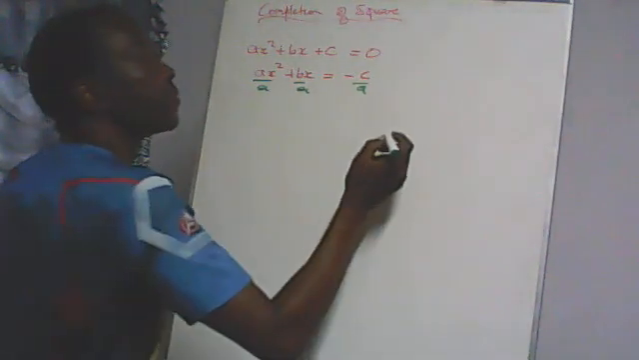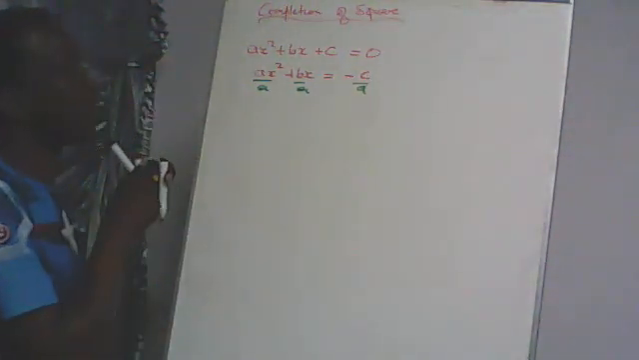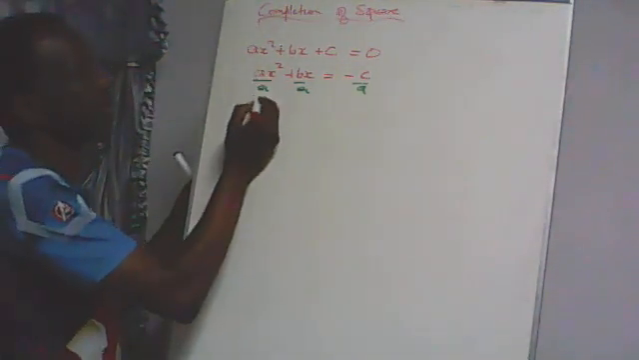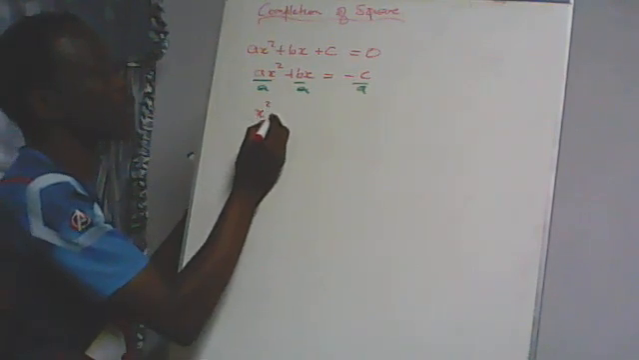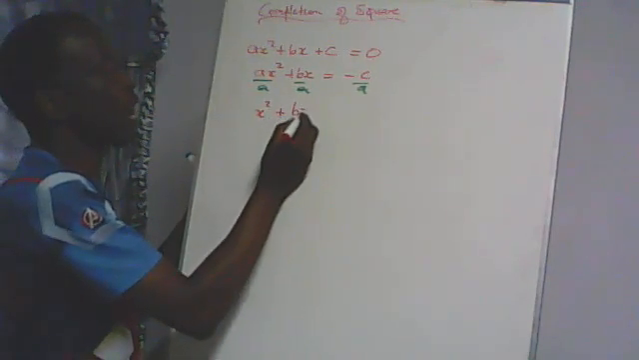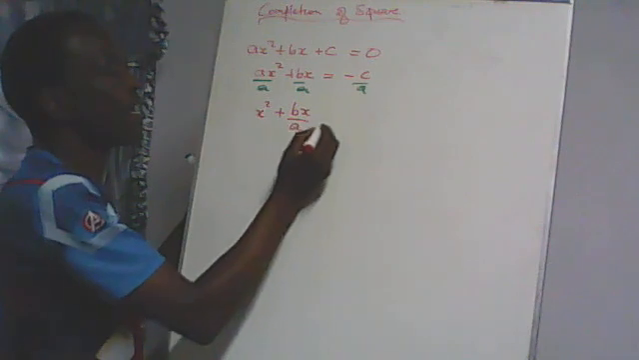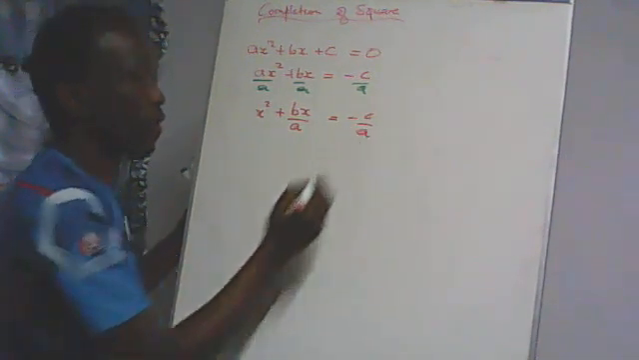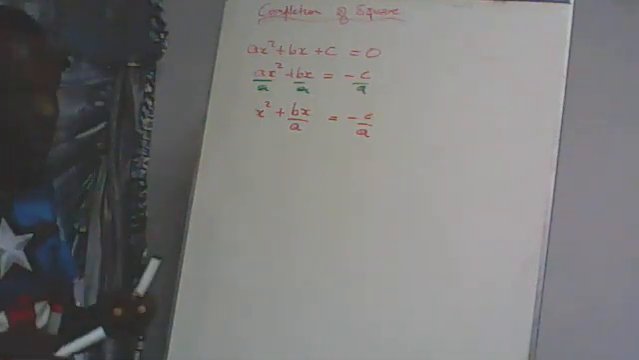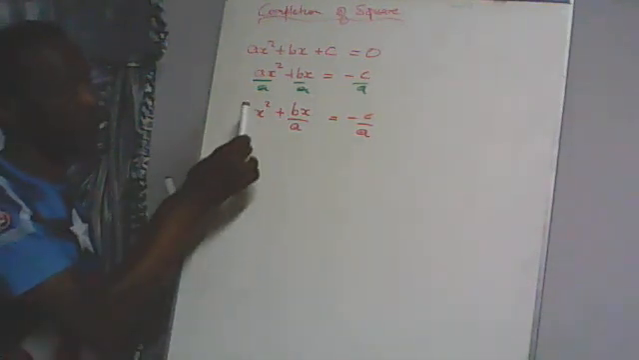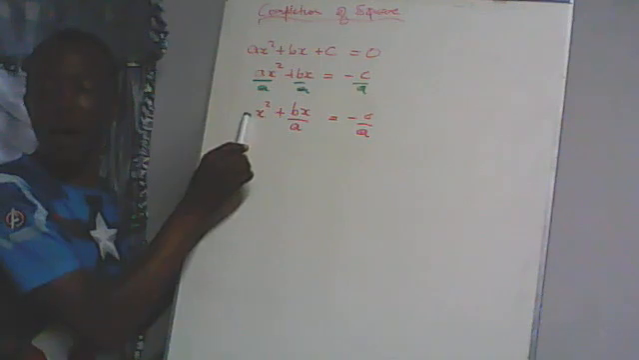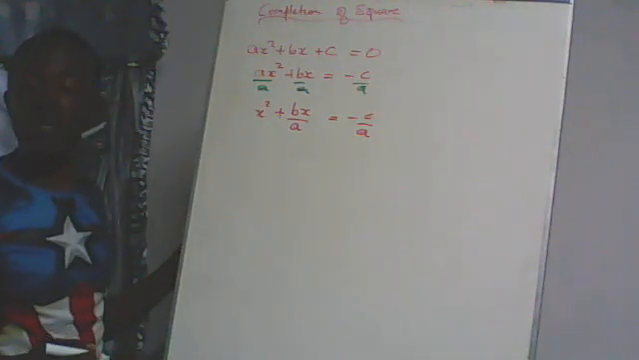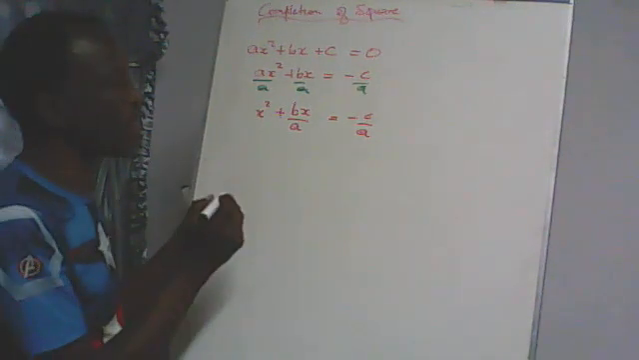Okay? And then, what are you left with? This cancels that, then we are left with x squared plus bx over a equals negative c over a. And now, when we have this as 1, then we know we can complete the square. How do you complete the square?